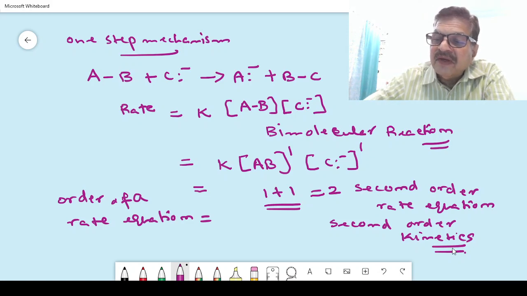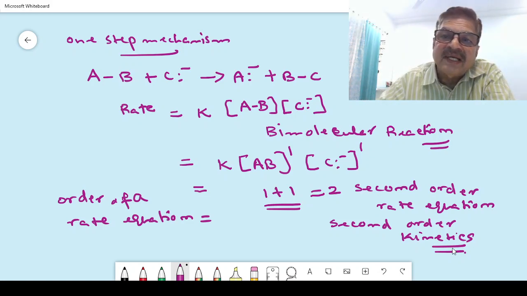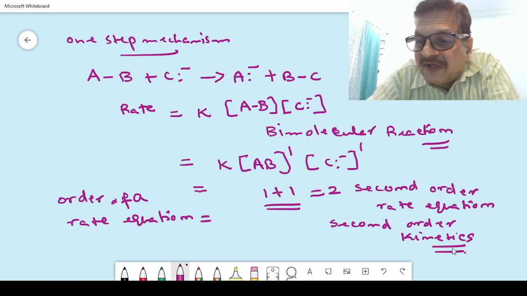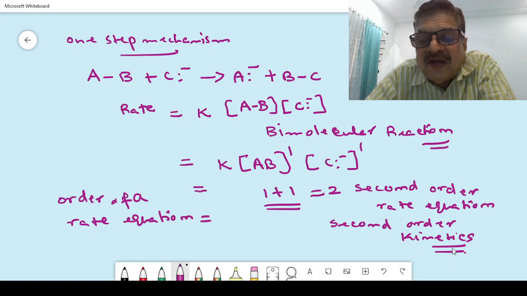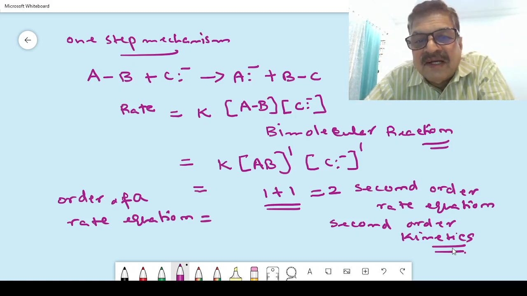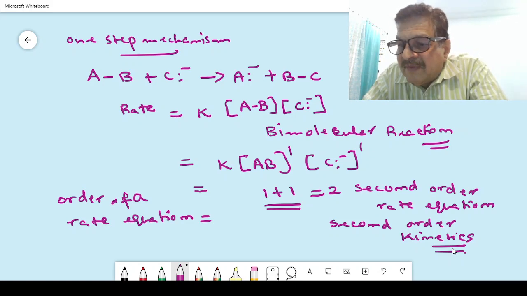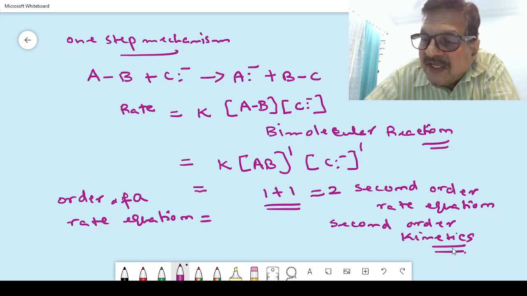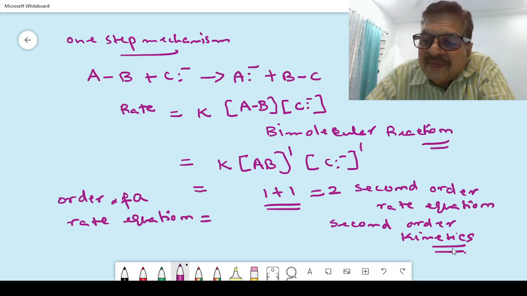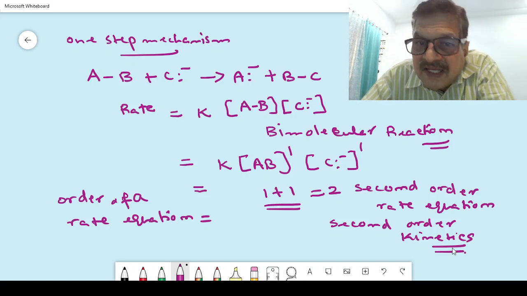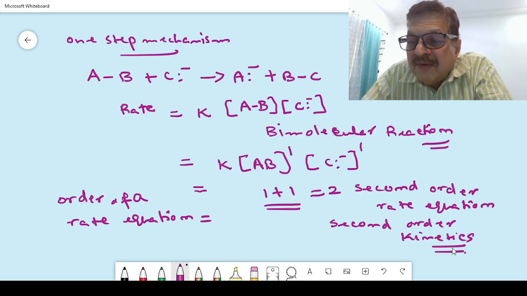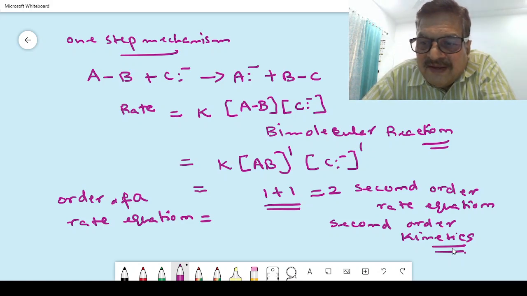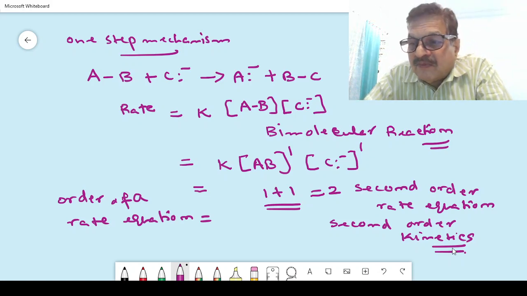Now, therefore, here the rate of the reaction depends upon the concentrations of both the reactants here. Now, if you double the concentration, what will happen? AB we are doubling, and C we are doubling. If you double both simultaneously, both AB and C, it will increase the reaction rate fourfold. Now, if you increase either AB or C, it will double the rate of the reaction here, because it will depend upon the exponents here.